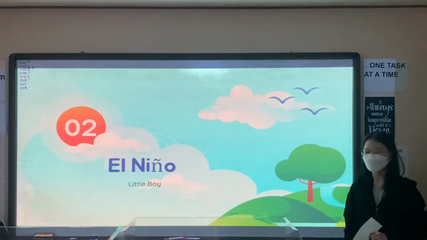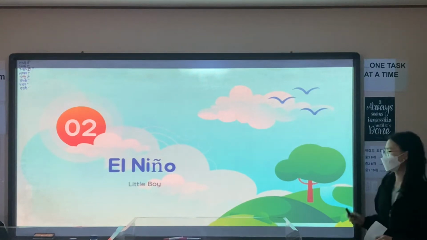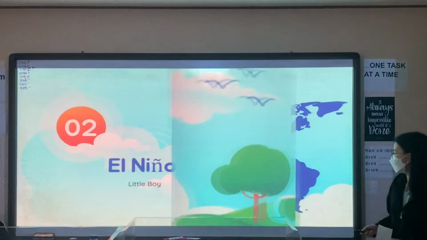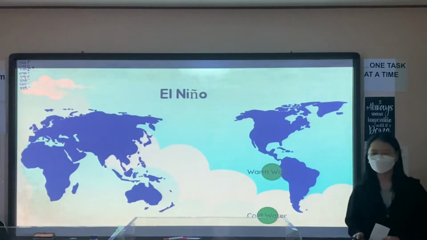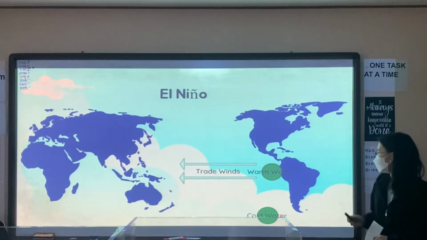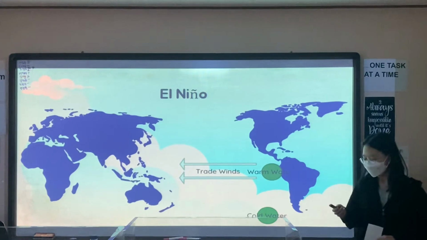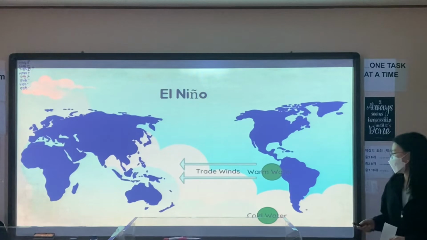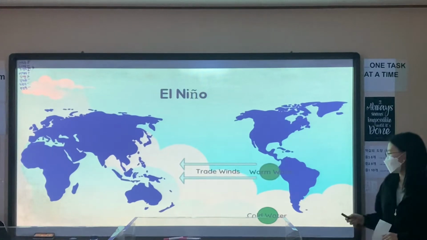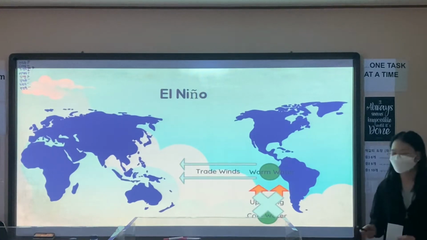Now I'll talk about El Nino, which is also known as little boy. Now El Nino happens when the trade winds between Southern America and Asia get weaker. Now in this case, warm water doesn't really go there, and so upwelling doesn't really happen.